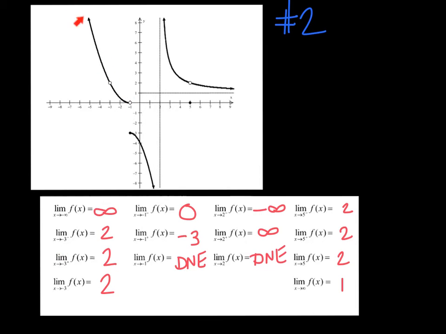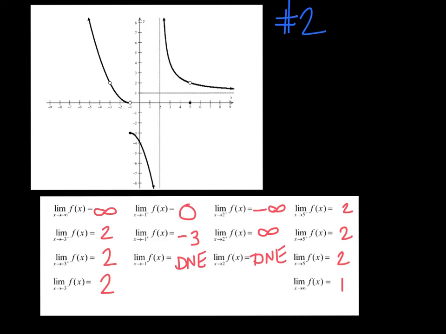Negative 3 from the left has an intended height, if you follow my arrow, of 2. Negative 3 from the right also has an intended height of 2. Therefore, the overall general limit is 2. Negative 1 from the left is heading towards 0. From the right, negative 3. Therefore, the limit doesn't exist.